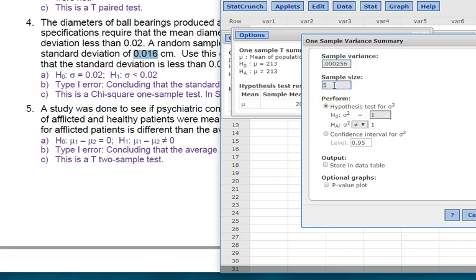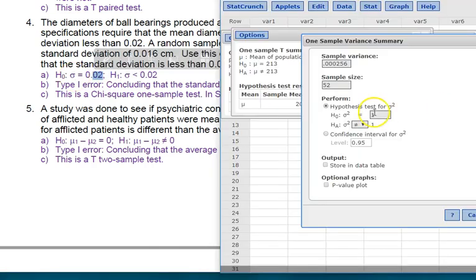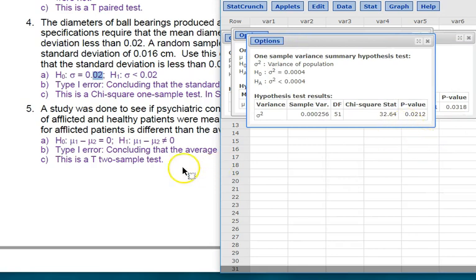Our sample size was 52. And then for our hypothesis, we also have to square the number that we used in our hypothesis here, since this is the standard deviation. When we do this in StatCrunch, this is that squared, so we have to square it. So 0.02 squared gives us 0.0004. Then our inequality is a less than. These are the results that we get.